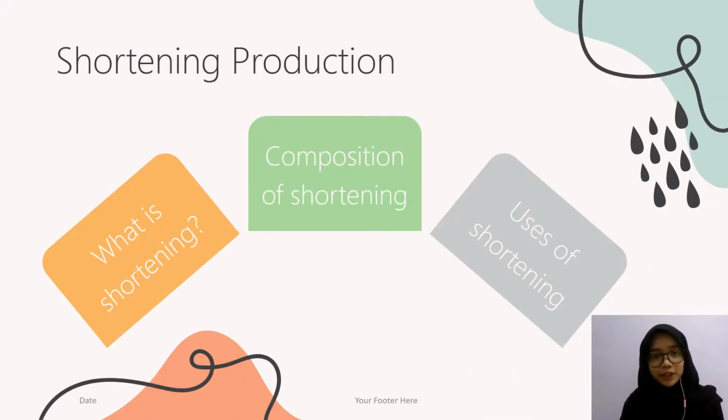Hi and Assalamualaikum. My name is Nurul Dalila Afina binti Anwar and I'm going to share with you on shortening production. But first, I'm going to explain what shortening is. I think most of us are not really familiar with what shortening is, as it is not commonly mentioned in any recipe in confectionery making or baking, as shortening is commonly used in mass production.